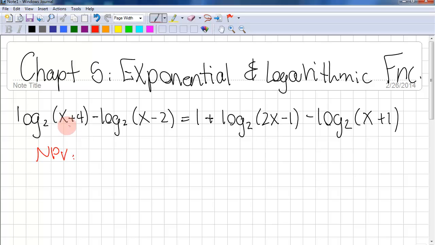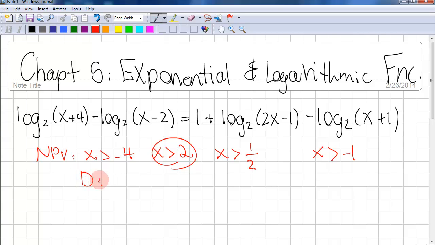which are, as we see here, x needs to be greater than negative 4. For this one, x needs to be greater than 2. And when it goes to this one, x needs to be greater than 1 over 2. And as for this one, x needs to be greater than negative 1. Now the next step is we want the most restricted domain. So when we look at this, obviously this one looks the most restricted because it's the greatest number. So our domain has to be x needs to be greater than 2.